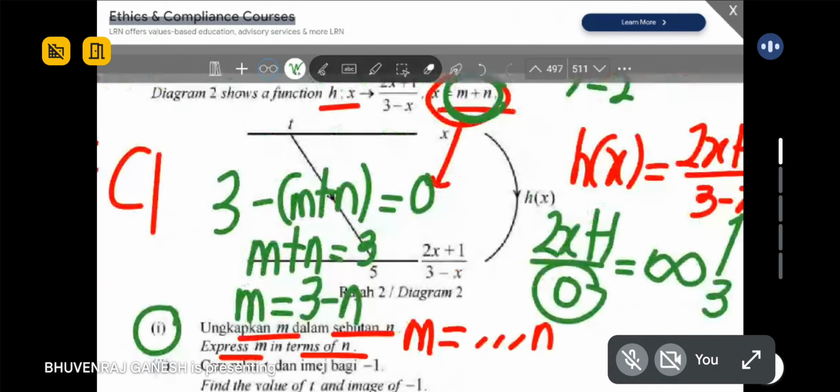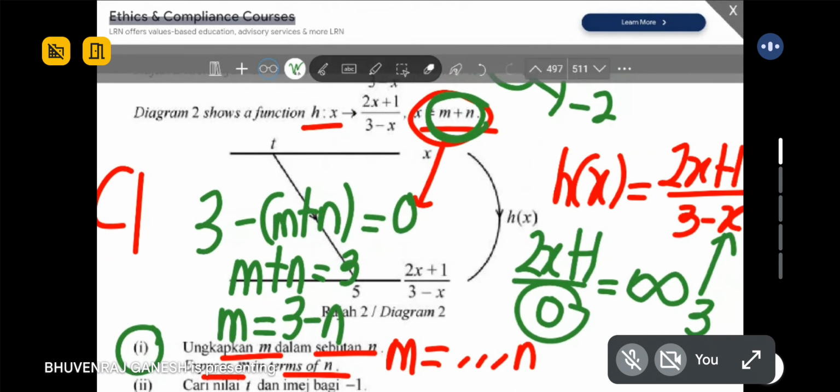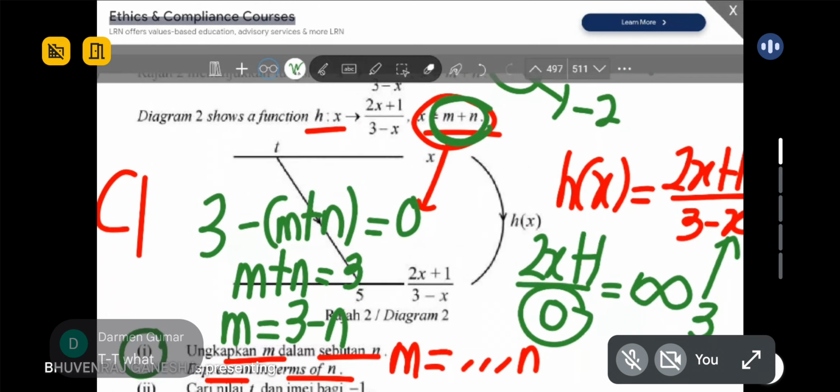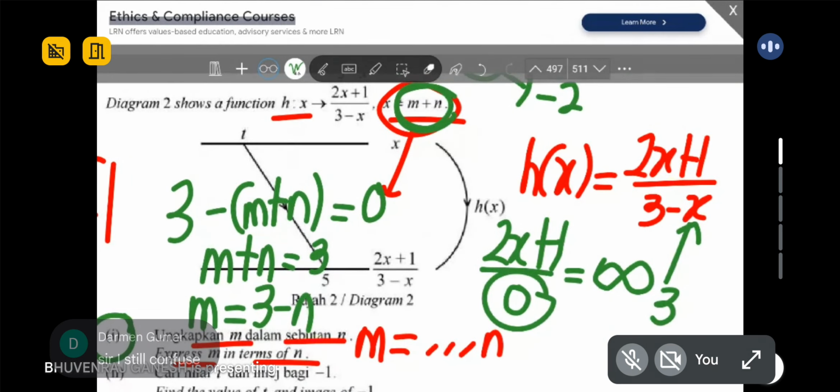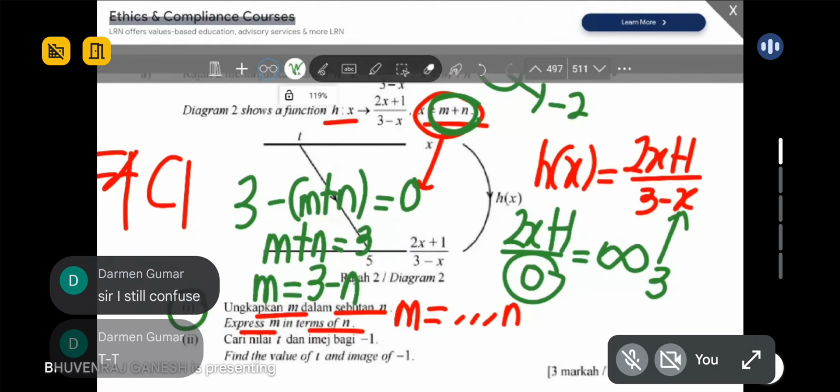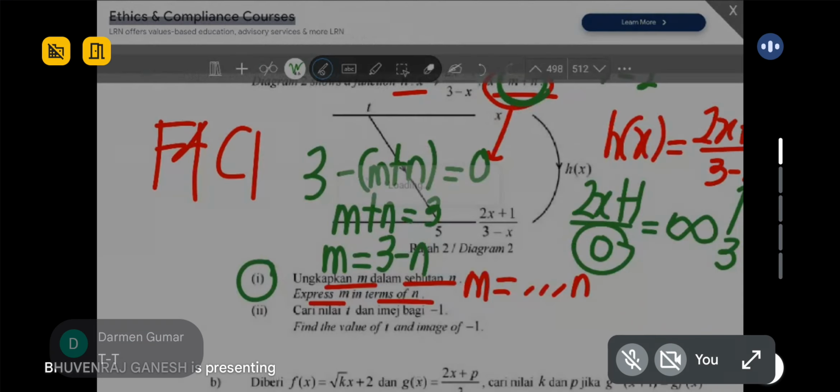Understand? So you're applying the same thing over here. Just that they confuse you with m plus n. That's all. But it's just a value. M plus n is just a value. Satu nilai saja. Still confused? Oh, this one you need to go back to your Form 4.